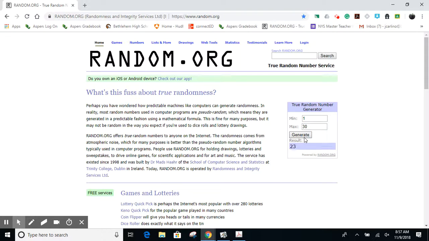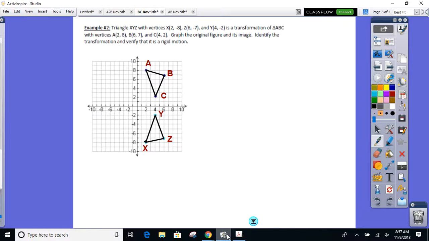Here we go. Let's start it off with 23. What's the transformation I'm performing? It is a reflection, yes. Verify that this is actually a rigid motion. If it truly is a rigid motion, the original and what I end up with should be congruent. How am I going to prove that they're congruent?